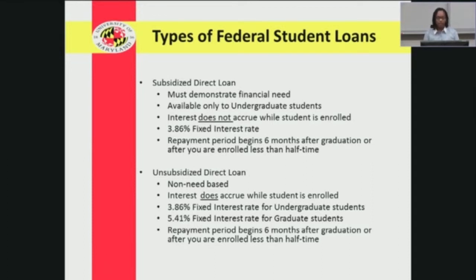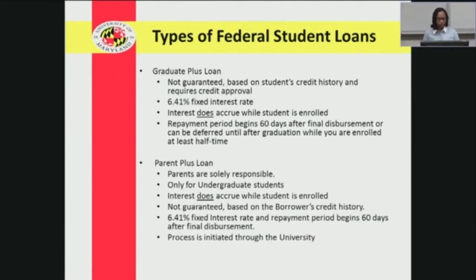The unsubsidized loan is the loan that all students receive once they complete a FAFSA. The interest does accrue on the loan. Right now, the interest rate for undergraduate students is 3.86, and the interest rate for graduate students is 5.41. And again, repayment doesn't start until 6 months after graduation, or if you drop below 6 credits. So that's always the standard. Try to stay at 6 credits or above, and repayment won't start on those loans.